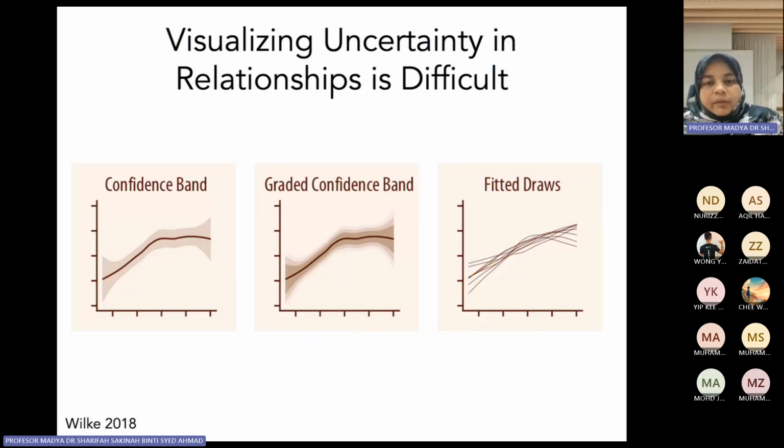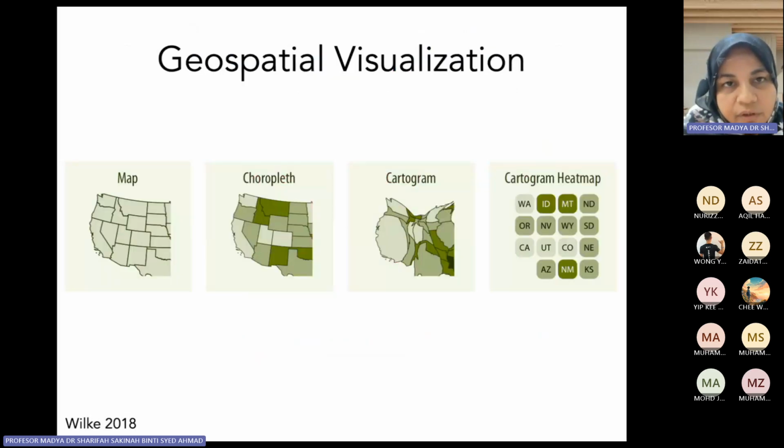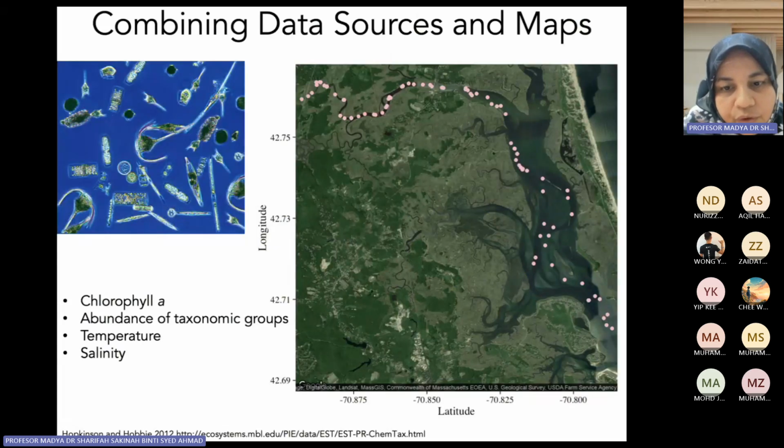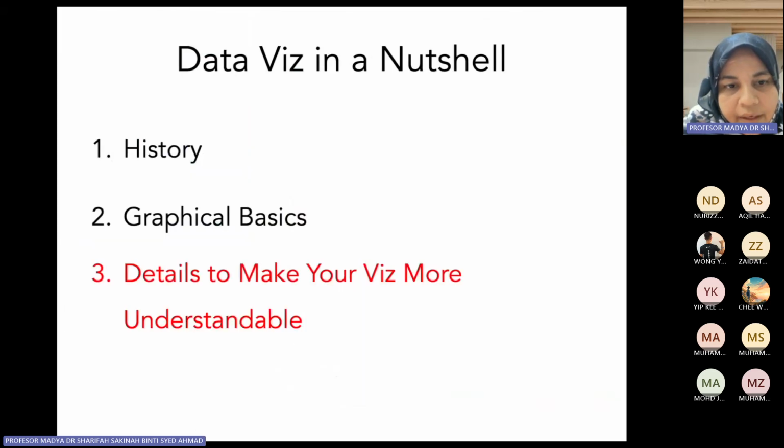Okay, and then this is when we want to show more detail about the relationship. So we can use this kind of graph, confidence band, graded confidence. So for this one you need to do some calculations to calculate the confidence. And then this is for geospatial visualizations. Okay, we can also use the geospatial together with the graph, add them in the same place, combine the data source and the maps.